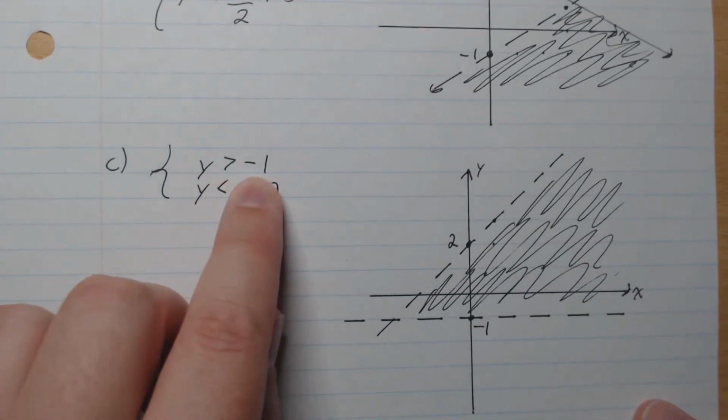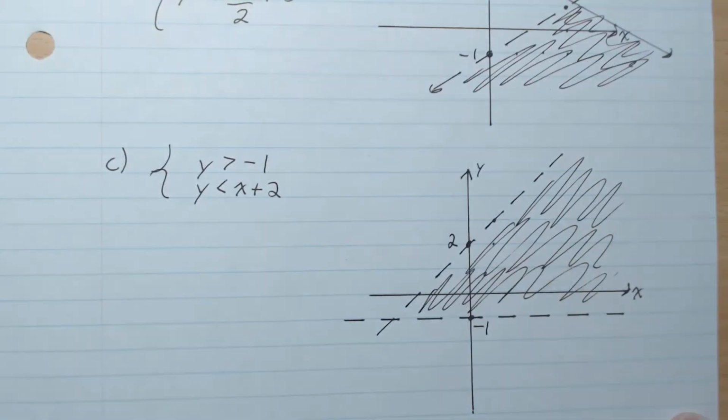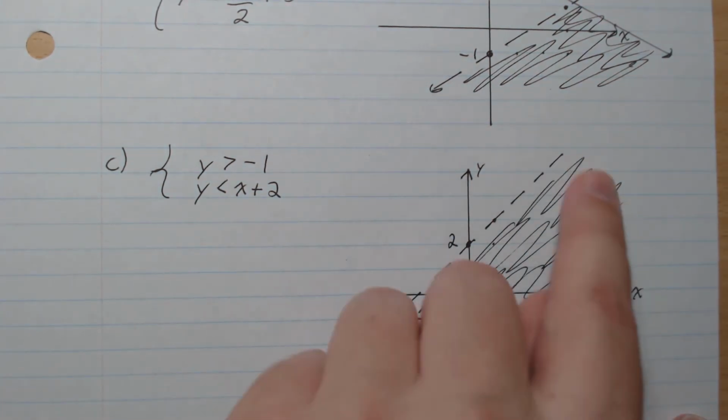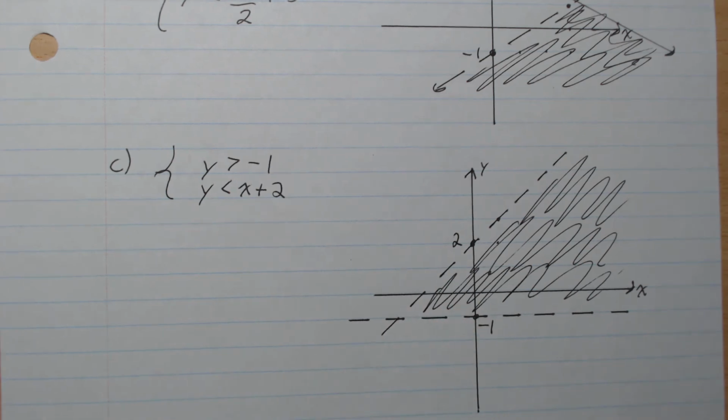C, y is greater than negative 1, so that's above like this, but less than x plus 2. This is our x plus 2, and so this is our solution region.